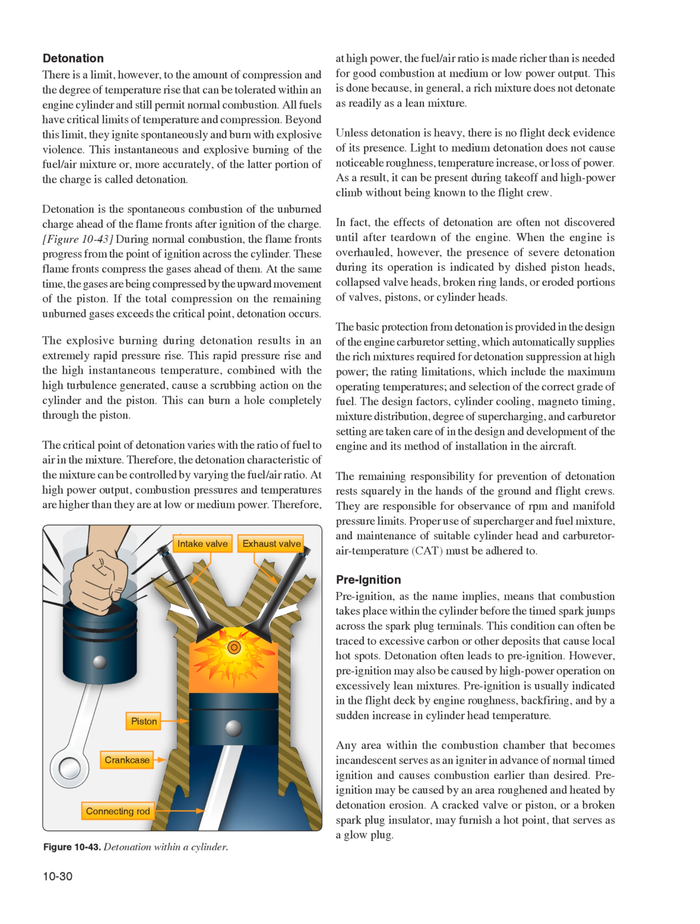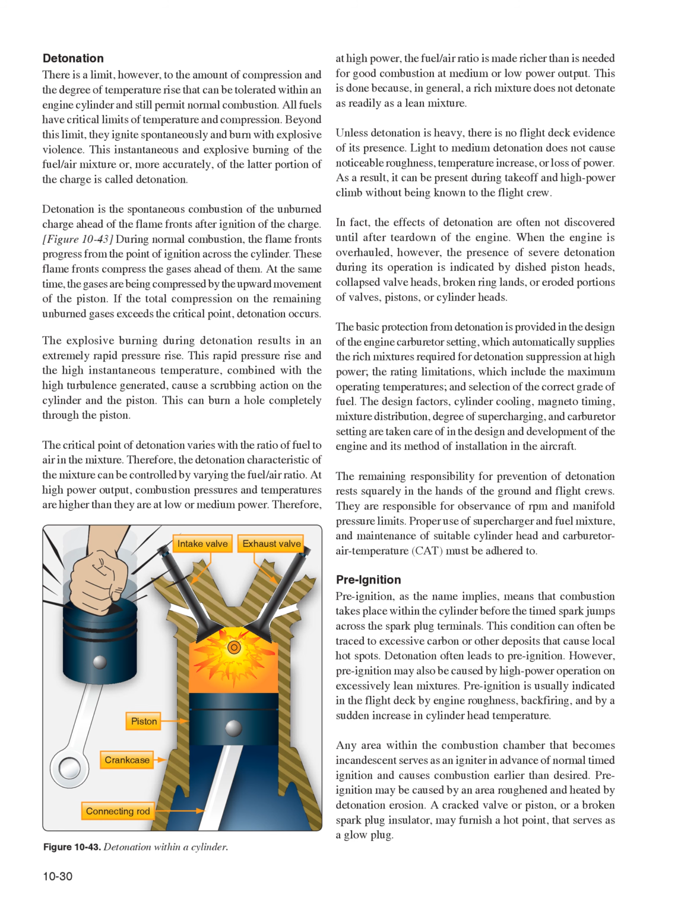Figure 10-43. During normal combustion, the flame fronts progress from the point of ignition across the cylinder. These flame fronts compress the gases ahead of them. At the same time, the gases are being compressed by the upward movement of the piston. If the total compression on the remaining unburned gases exceeds the critical point, detonation occurs. The explosive burning during detonation results in an extremely rapid pressure rise. This rapid pressure rise and the high instantaneous temperature, combined with the high turbulence generated, cause a scrubbing action on the cylinder and the piston. This can burn a hole completely through the piston.